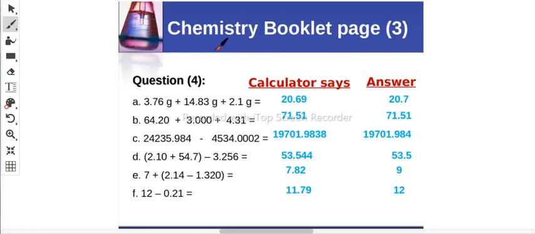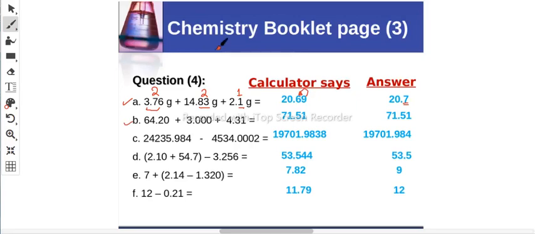So let's start. In A part, the calculator says your final answer is 20.69. Your final answer should be how many decimal places? Look at the first number. How many decimal? It's a 2. How many decimal? It's another 2. How many decimal? It is a 1. Your final answer should be only 1 decimal place. So 9 will be rounded to the 6. So your final answer should be 1 decimal, which is 7.